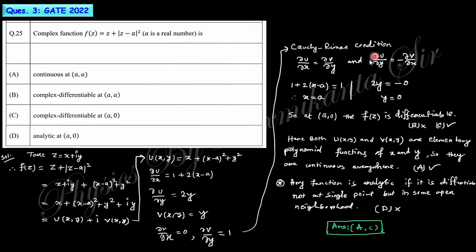Now use the Cauchy-Riemann condition, that is del u by del x equals del v by del y and del u by del y equals minus del v by del x. So this one equals 1 and this one equals 0. So y equals 0, x equals a. So this is differentiable. So B is not correct, C is correct at a comma 0. Both are elementary polynomials, so the condition is applicable everywhere, that is option A is correct. And an analytic function is differentiable not at a single point but in some open neighborhood, so D is also incorrect. So options A and C are correct for this question.